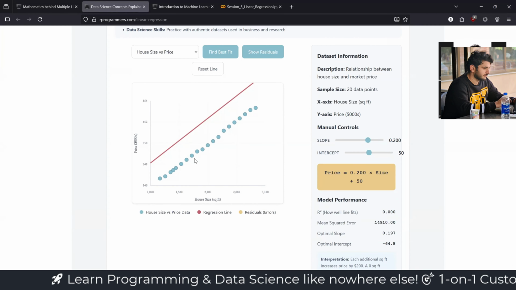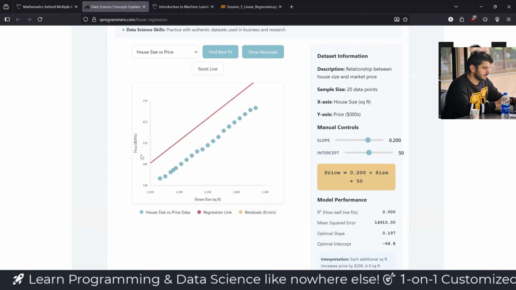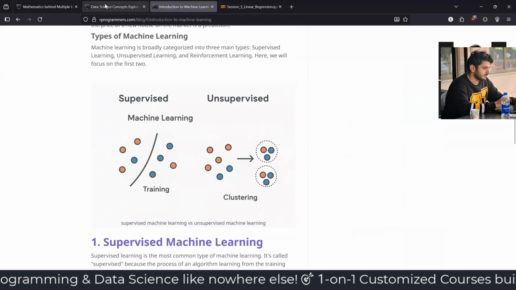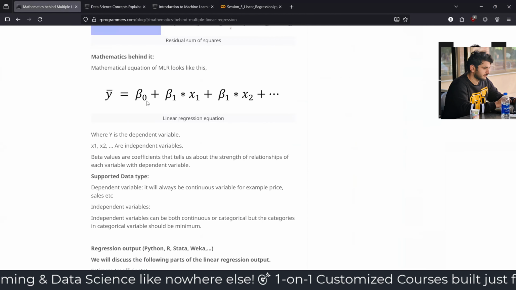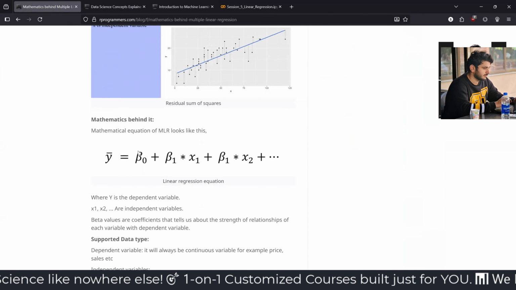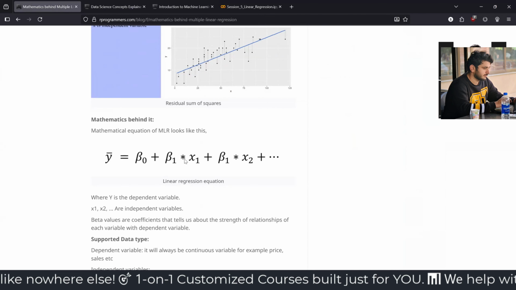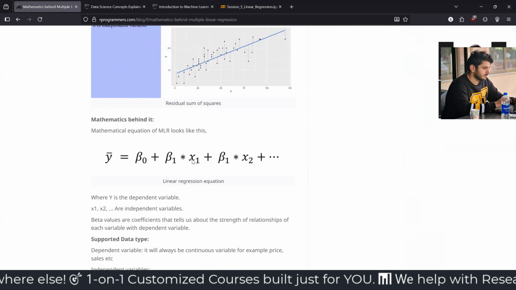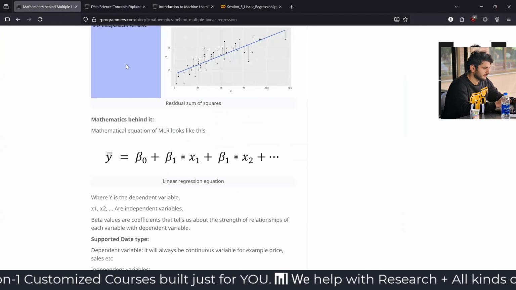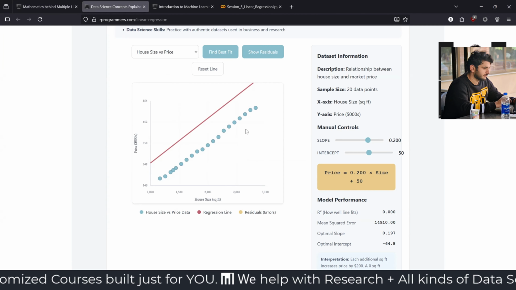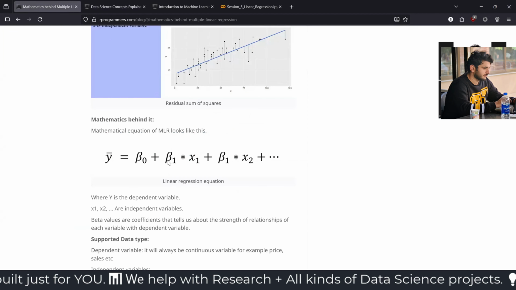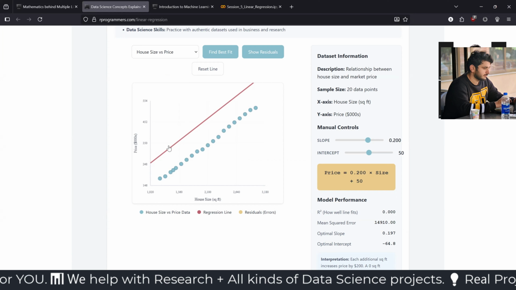Now, since there are only two things, house size and price, how will our equation look? Basically, we're trying to predict the price, which is equal to beta naught plus beta 1, and with beta 1 we will have house size, right? We are trying to find this particular equation for this example. Now, let's see how beta naught and beta 1 influence the regression line.